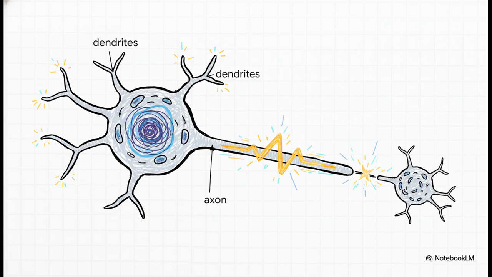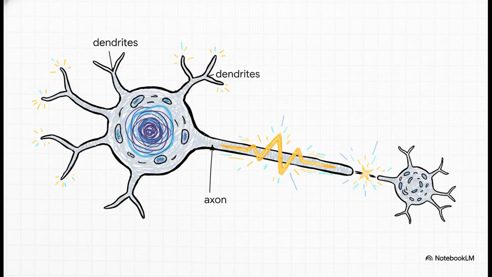So how does it work? Well, the dendrites are like little antennas. They receive information. That info goes to the cell body, which is like the main computer that processes it. Then the message gets sent down the axon, which is like a long transmission cable. To get to the next neuron, the signal has to cross a tiny gap called a synapse.